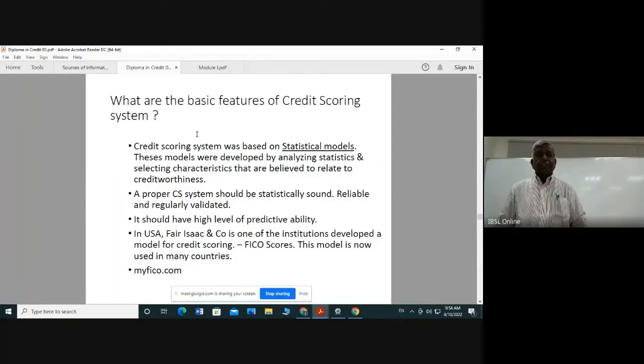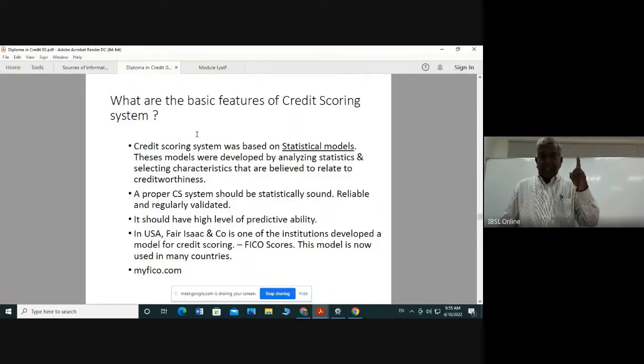What are the basic features of a credit scoring system? A credit scoring system is based on a statistical model. These models were developed by analyzing statistics and selecting characteristics that are believed to relate to credit worthiness. That is, the people who obtain a loan and repay it have good credit worthiness. The people who obtain a loan and default have bad credit worthiness. A proper credit score system should be statistically sound, reliable, and regularly validated. It should have a high level of predictive ability.